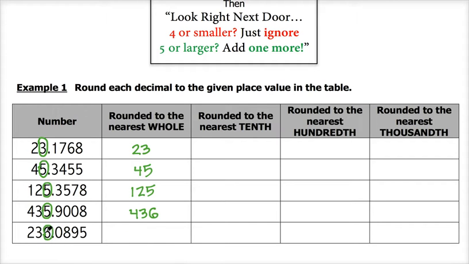Finally, 236.0895, the units digit is 6, to the right of it is 0. 0 is smaller than 4, so this stays at 236.